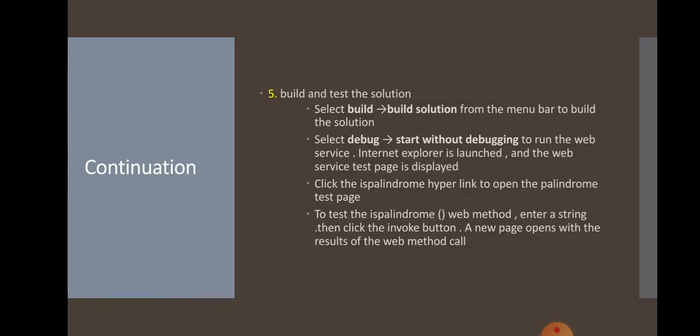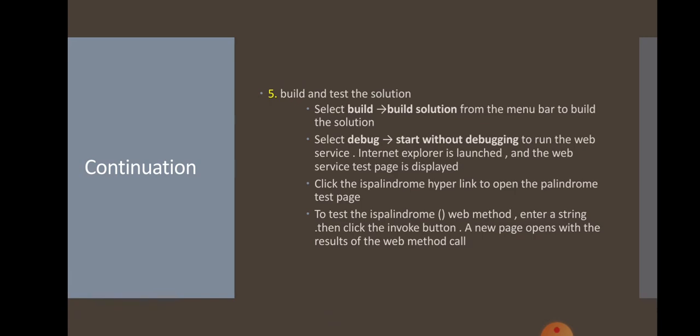Next, we need to execute the program. We may just press the F5 key or do the following procedure. Select the build menu from the menu bar. After that, in that pop-up menu, we need to select the sub-menu, build solution. Then select the debug menu from the menu bar. In that sub-menu, we may select start without debugging to run the web service.